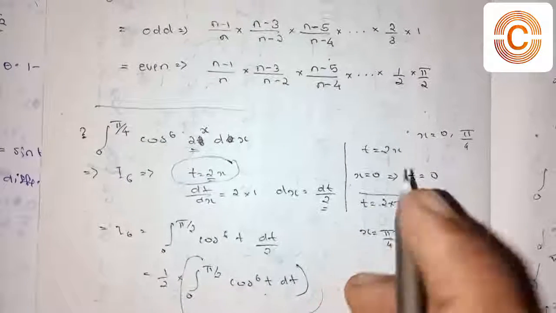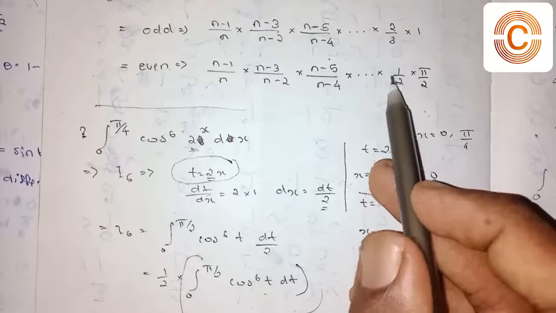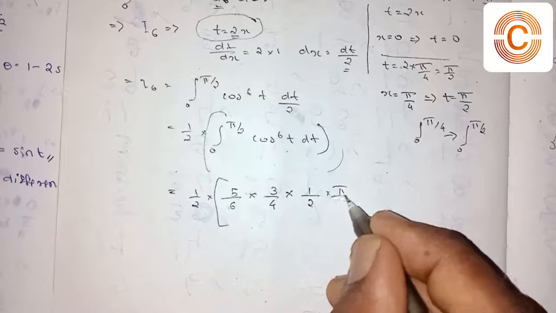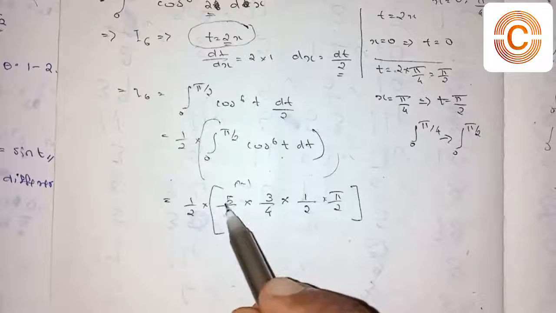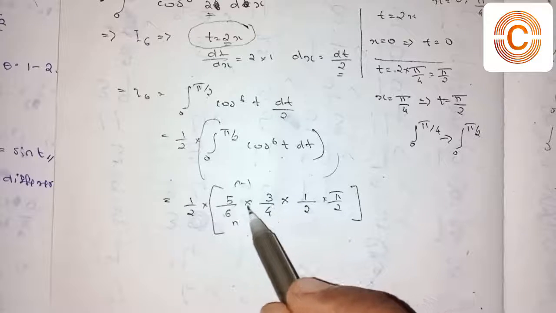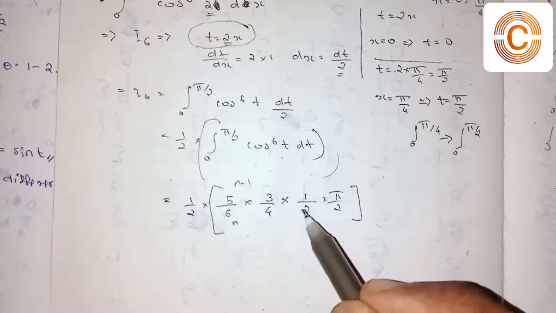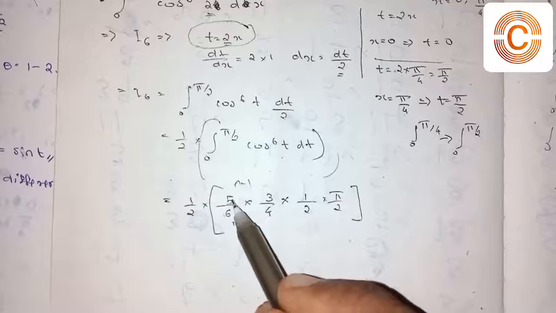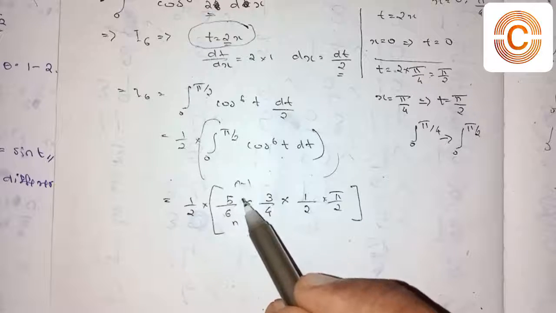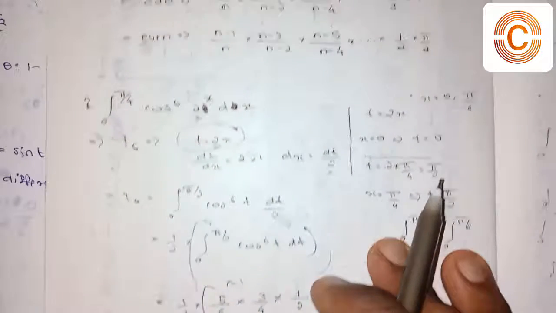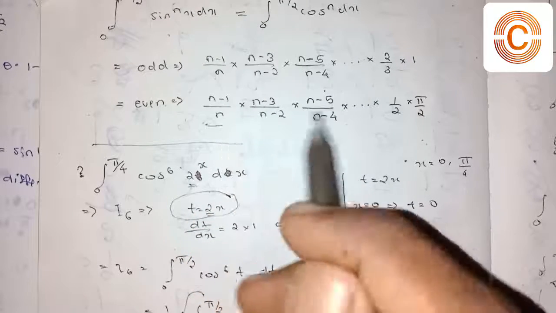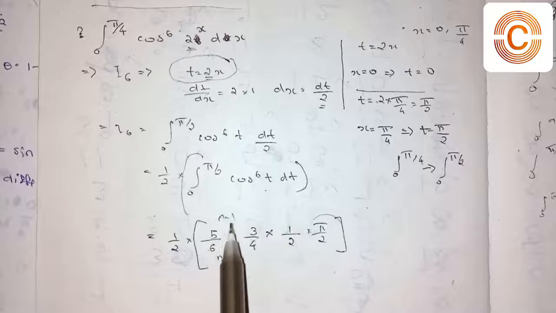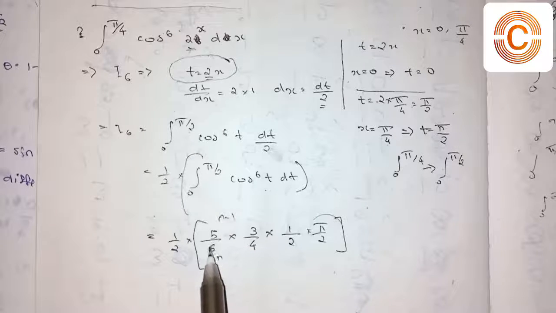Finally, when 1 by 2 is there, then after the 1 by 2, pi by 2 exists. So we can apply pi by 2 here. Note that all the numerators are odd numbers and the denominators are even numbers. Therefore we can conclude that the first term has n minus 1 in the numerator and n in the denominator, so when applying the formula we get 5 divided by 6 here.